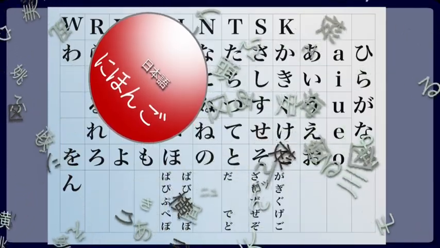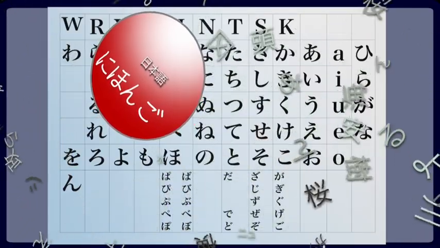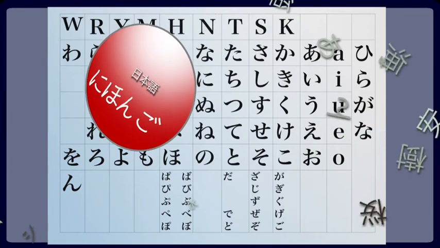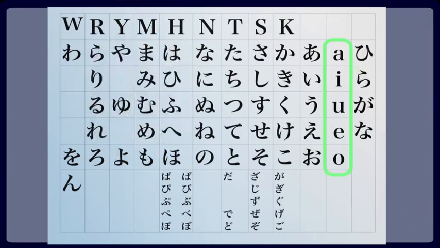This is the basic Japanese hiragana chart. There are 46 symbols which make up the basic Japanese hiragana sounds. Down the right-hand side of the chart, we have the vowel sounds. Different to English, these actually only have one sound and they don't change.